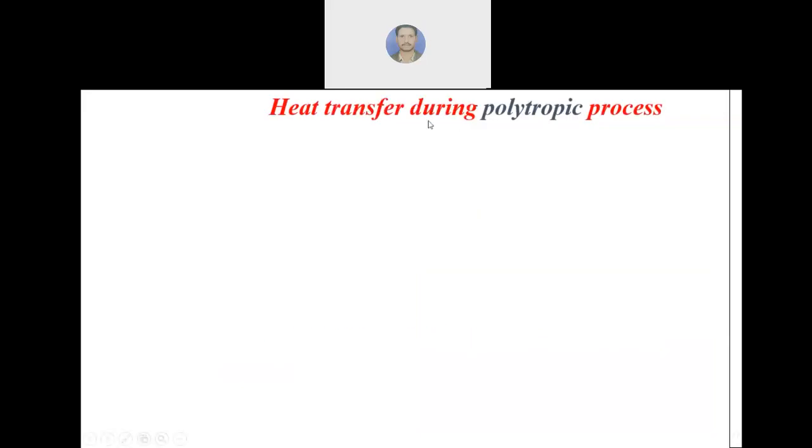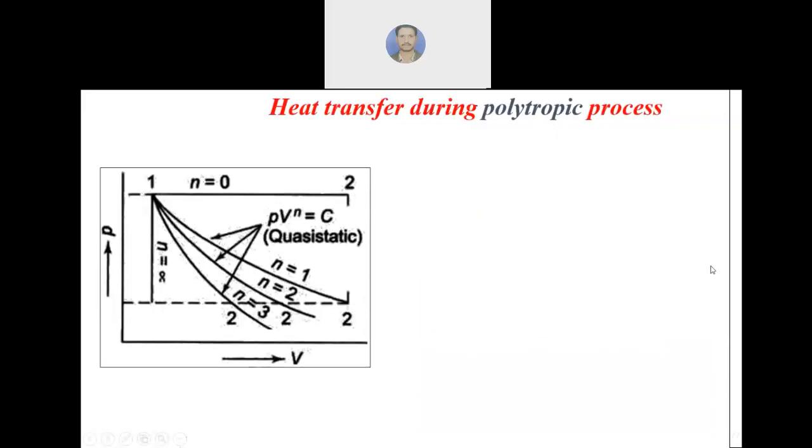Now, next, polytropic process. The polytropic process is represented by this formula: P into V to the power n equals constant. This is the polytropic process, meaning a general process. When you substitute the value of n, you will get different processes.